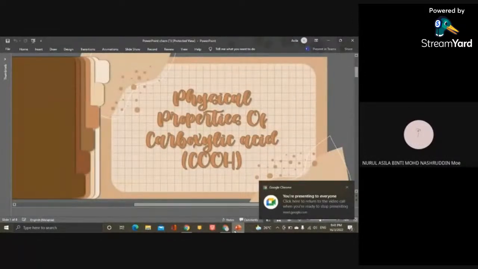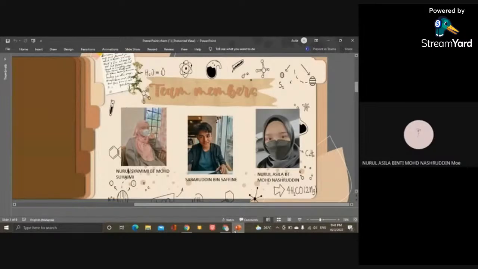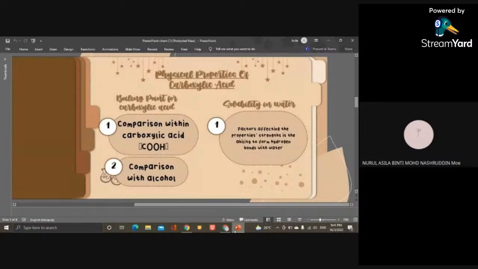Today we will discuss about physical properties of carboxylic acid. These is my team members. So physical properties of carboxylic acid can be divided by 2. First one is boiling point for carboxylic acid. We have two conditions that we are going to look at. The first condition is comparison within carboxylic acid. The second one is comparison with alcohol. Next physical properties is solubility in water. Factors affecting the property strength is the ability to form hydrogen bonds with water.